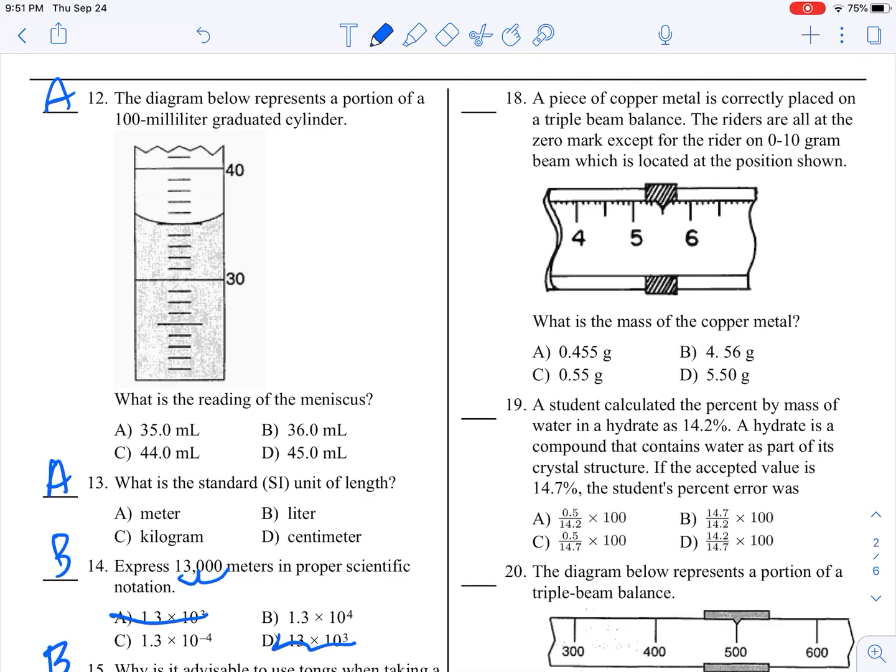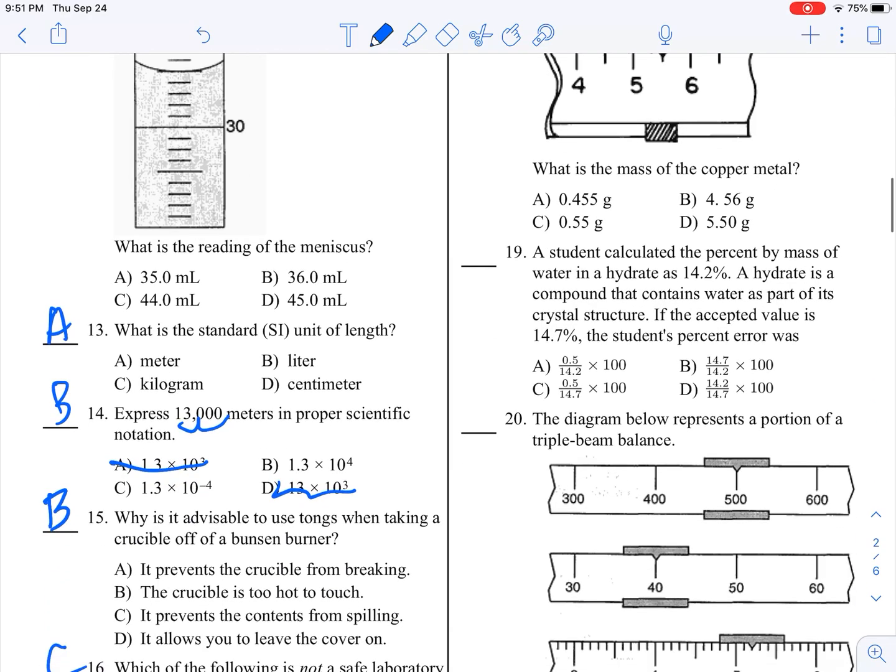Balance. So 5.5. Yeah, that's easy. All right, percent error. Student calculated this, so that's got to be with mistakes. The actual is 14.7. So 14.7 minus 14.2, it's embarrassing that I used a calculator, is 0.5, divided by your actual, which is 14.7, times 100. They're not even asking you to solve it. It's right here.